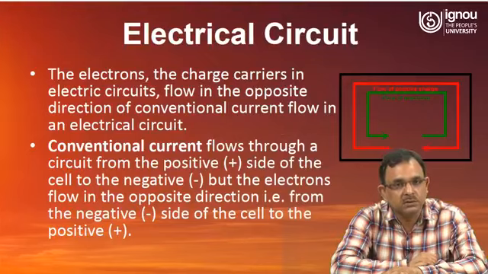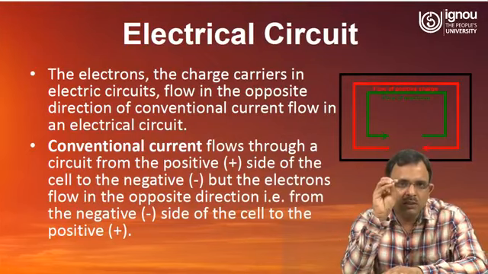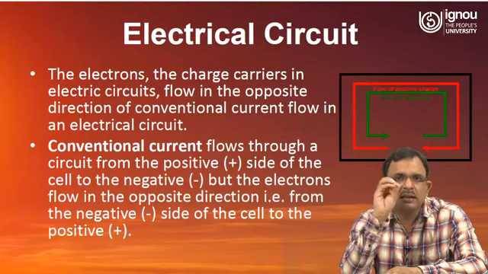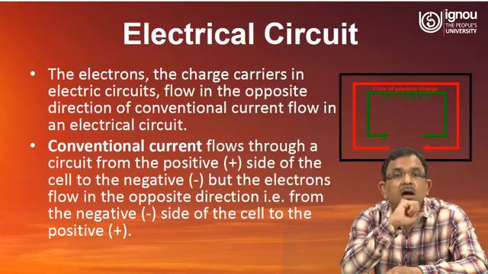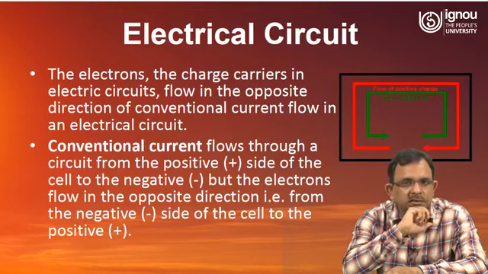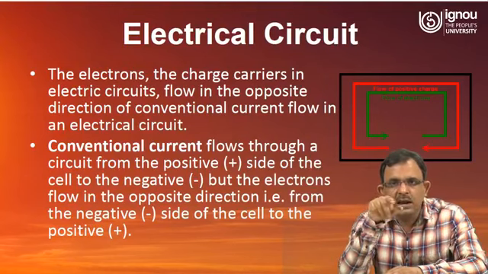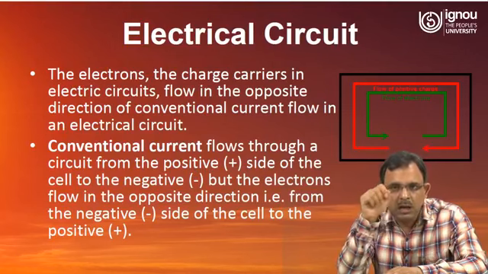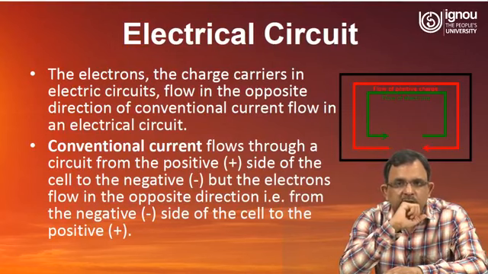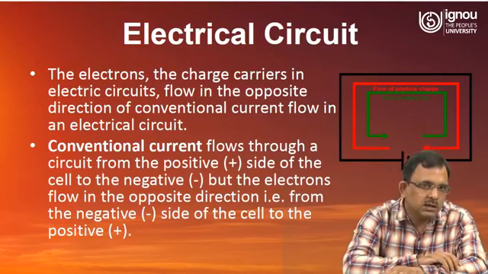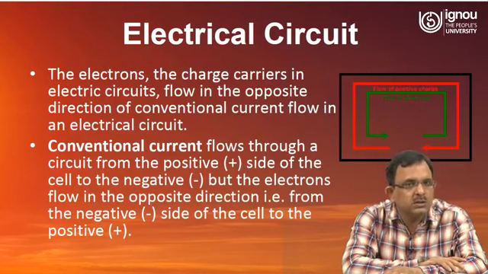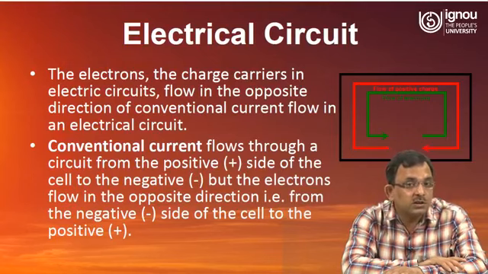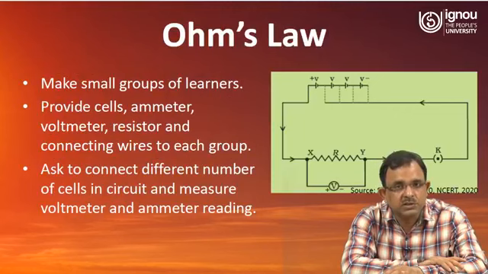Then when we talk about the electric circuit, we also tell them that the electrons, the charge carriers in the electric circuit, flow opposite to the direction of the conventional current flow. Here is a picture where the green line shows the flow of electrons, but the red line shows the flow of positive charge. So conventional current flows through a circuit from the positive side to the negative side, but the electrons flow in the opposite direction. I am again clarifying this with the help of this picture.